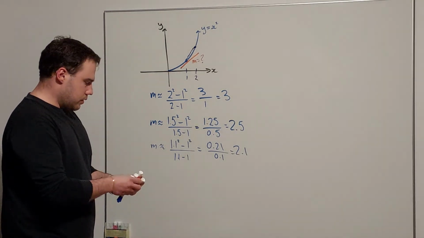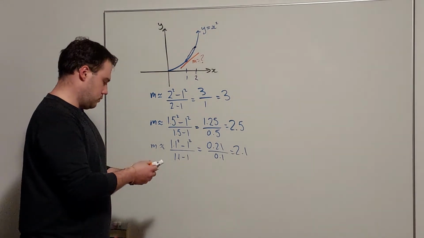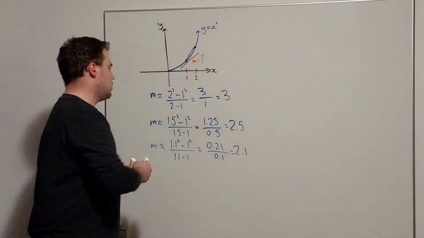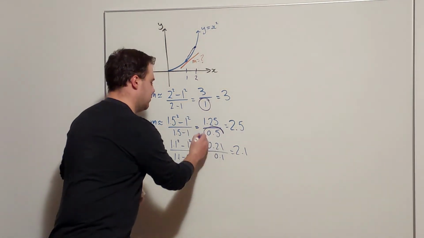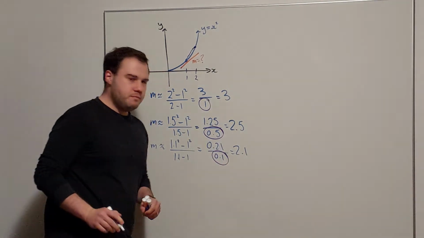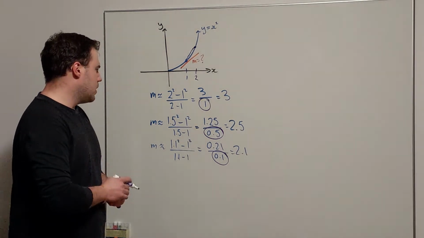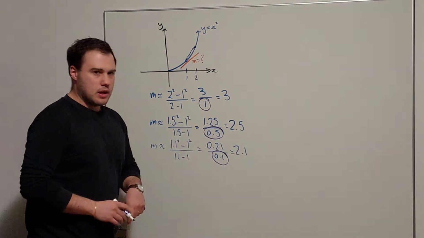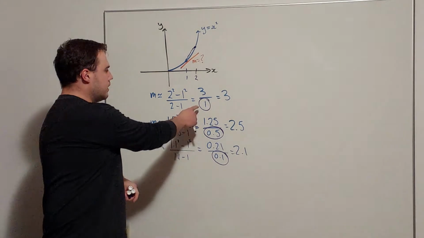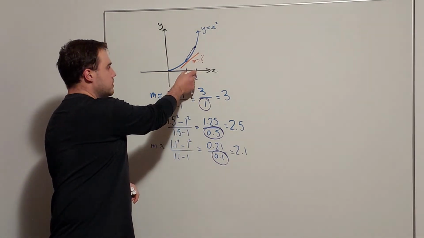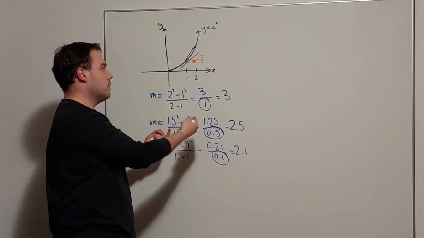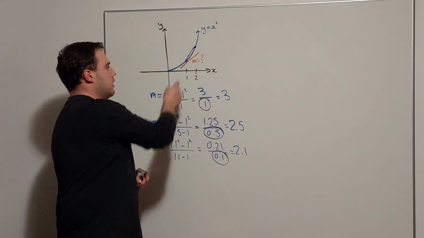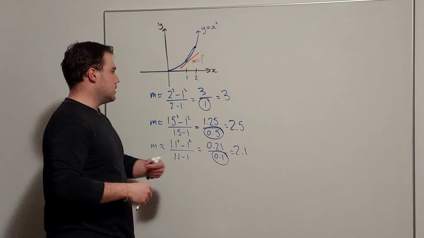Okay, so notice these numbers here. We've got 1, 0.5 and 0.1. So what do these numbers correspond to? Well, 1 here was the difference from 1, the point that we're actually investigating and that we're trying to find the gradient for. That is the distance to get to 2.